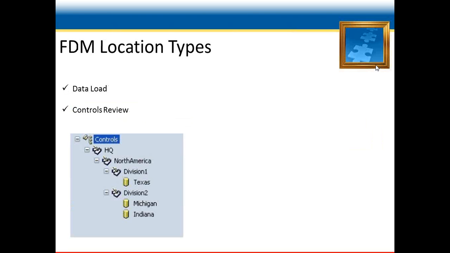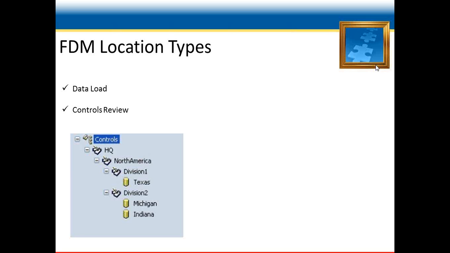Now FDM location types. There are two types of location, that is data load and control review. Data load is a location where source system data is loaded. Data load location can be assigned financial controls. Within the control structure, data load location can be children but not parent. As you can see on the screen, Texas, Michigan, and Indiana, these are data load locations.